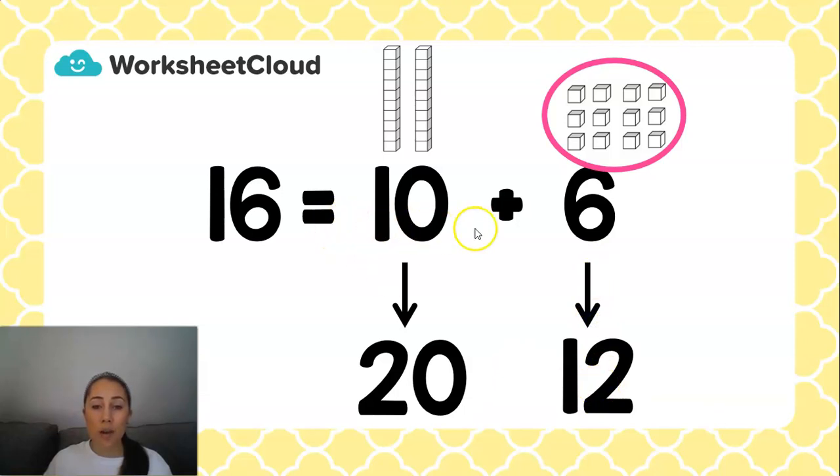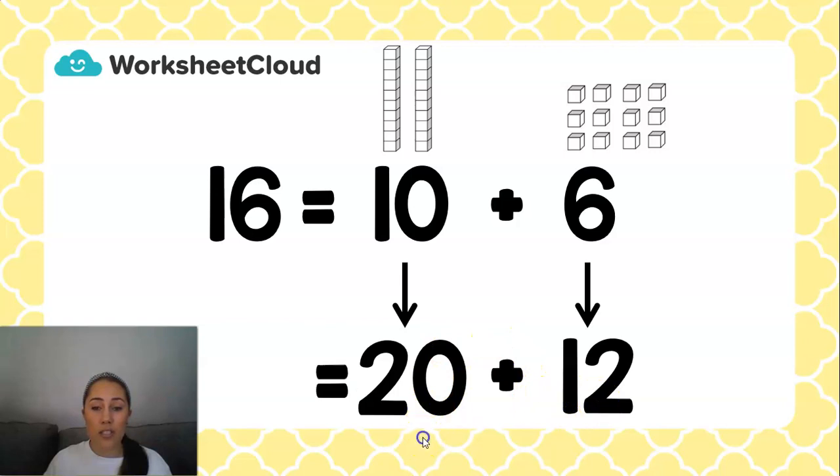And now because I've taken my number apart, I need to add my number back together again. So now I'm going to look here at the bottom at my 20 and my 12. And I'm going to say 20 plus 12. And that's going to give me 20 plus 10 is 30. And 30 plus 2 is 32. So now I've doubled 16 by first renaming it, drawing arrows underneath, doubling my 10, doubling my 6, adding it together, and then I get to 32 as my answer.